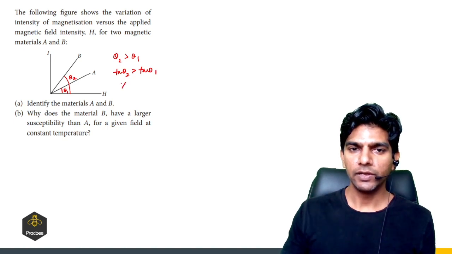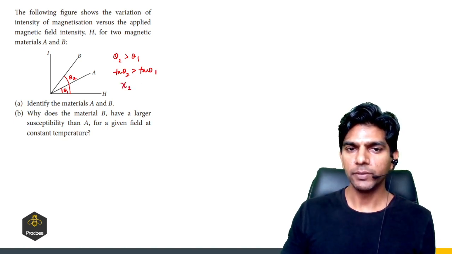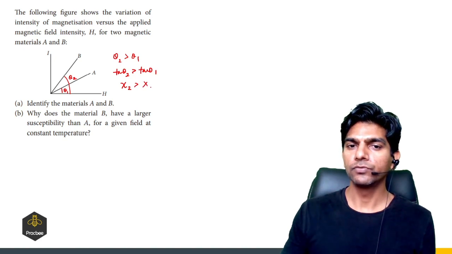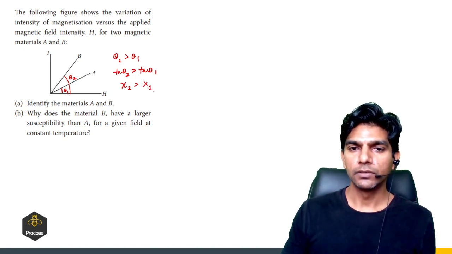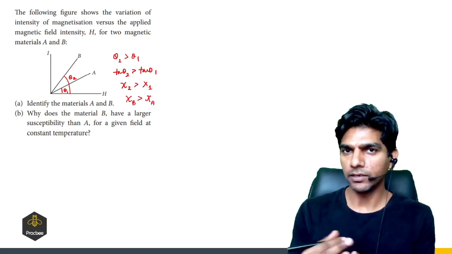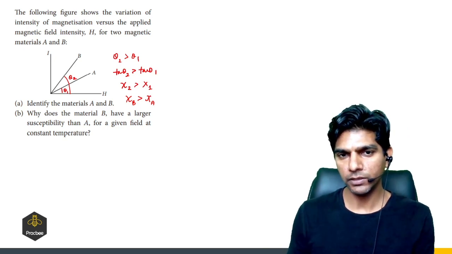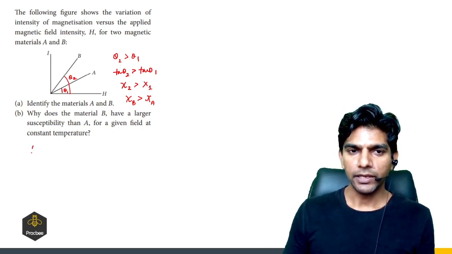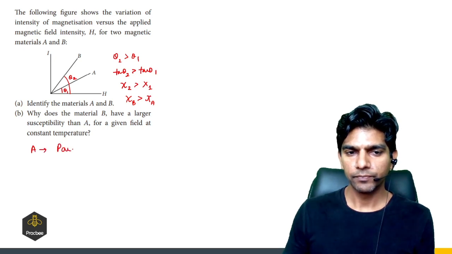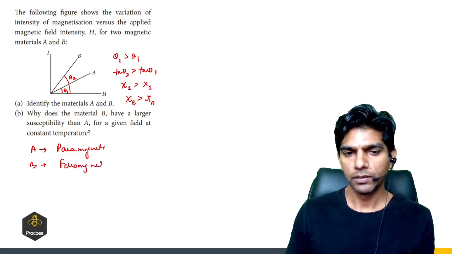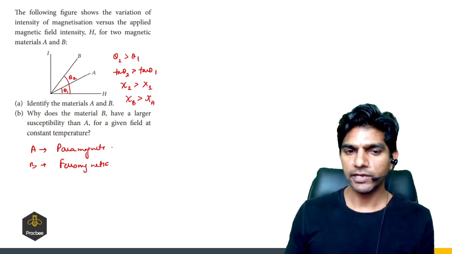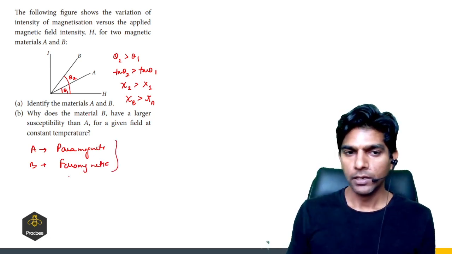So we can say the chi value for the second material, or B material, will be greater than the chi value for material 1. So chi for B will be greater than chi for A. So the magnetic susceptibility of material 2 is greater than the magnetic susceptibility of material 1. So we can say A is paramagnetic and B is ferromagnetic. And we have positive slope, so that's why we have these two options, right?